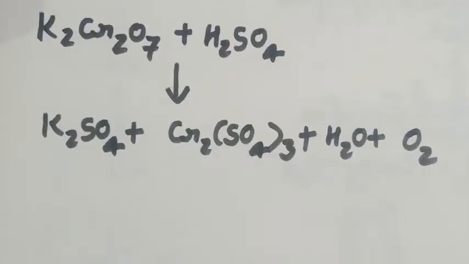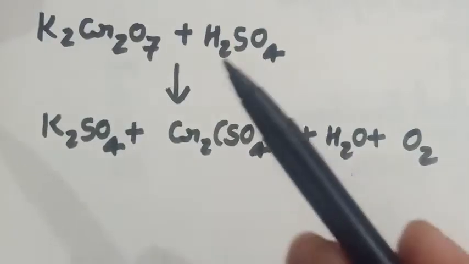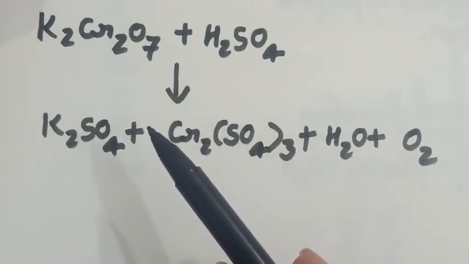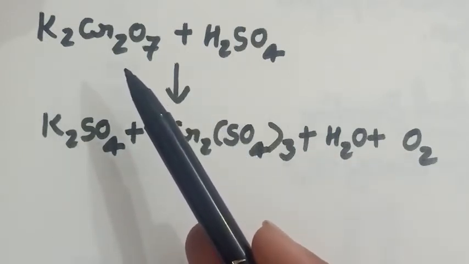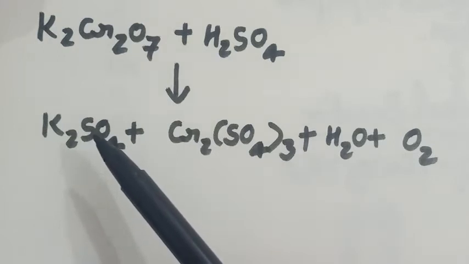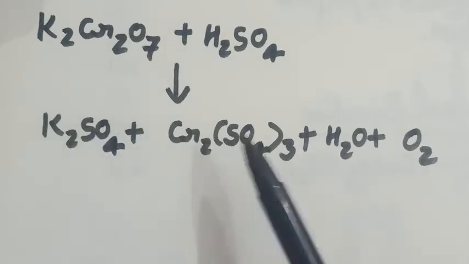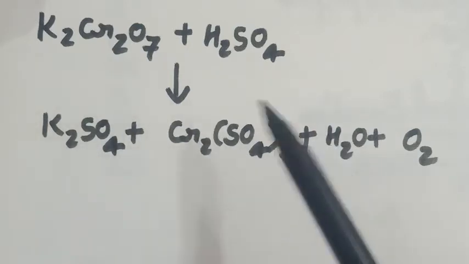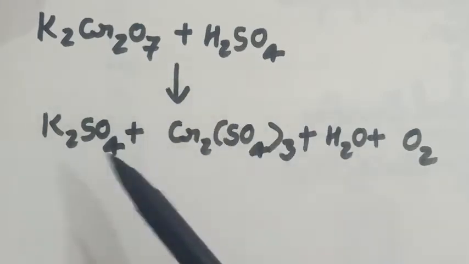Hello student, in this video I am going to start the explanation of the balancing of chemical equation. In this chemical equation, potassium dichromate on being heated with concentrated sulfuric acid forms potassium sulfate, chromium sulfate, water and oxygen. The reaction can be written in the form of a chemical equation like this.